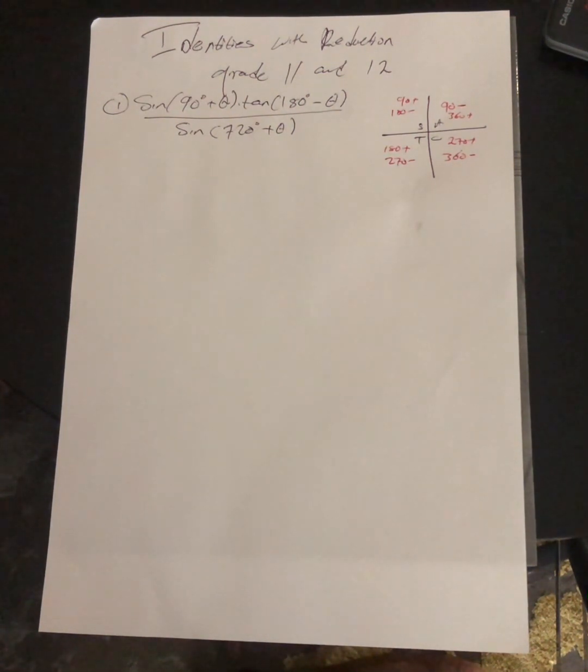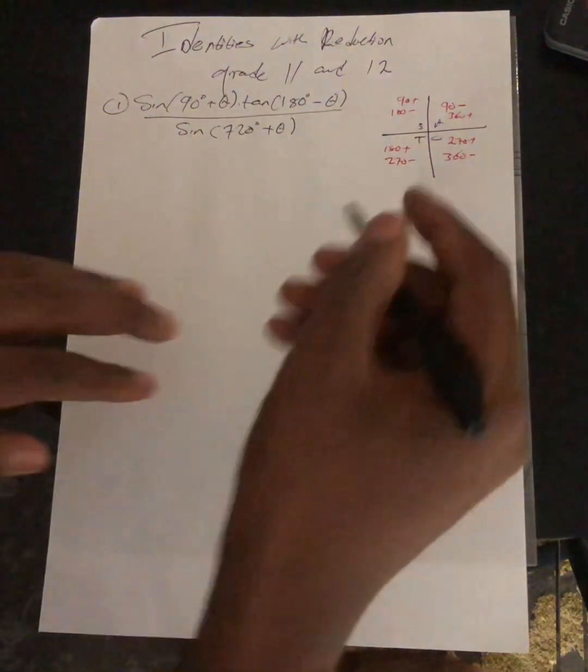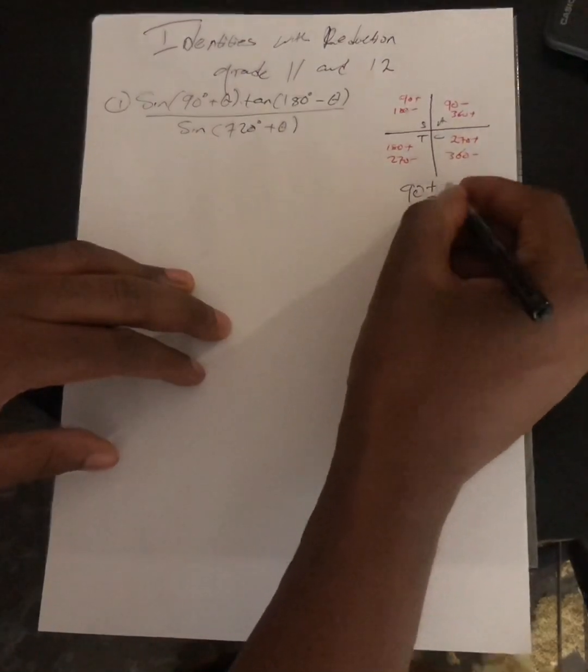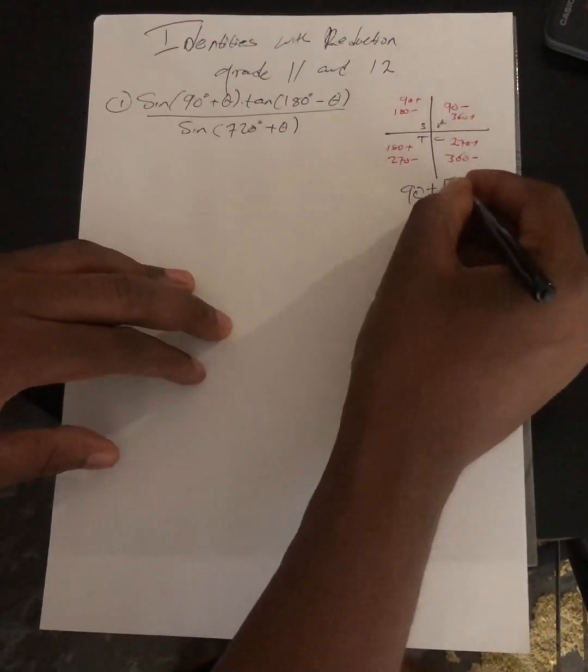The third quadrant, only tan is positive. We talk about 180 plus or 270 minus. The fourth quadrant is 270 plus or 360 minus. Not to forget that whenever you use 90 plus or 90 minus, this happens.